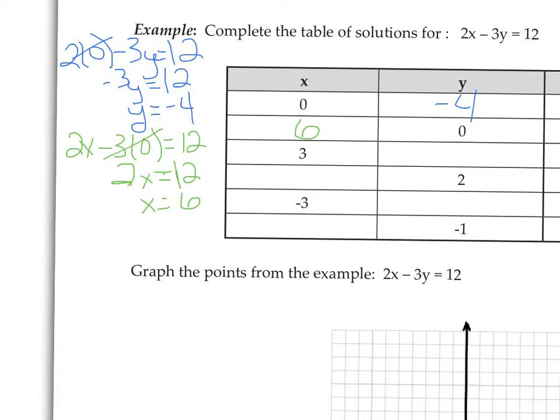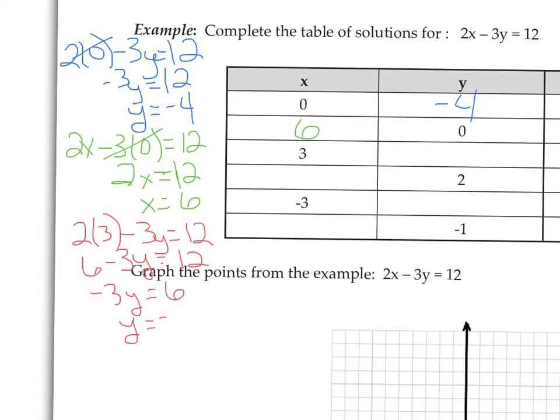Okay? And the next row says plug in 3 for x. So this time we're going to plug in 3 for x. So 2 times 3 minus 3y equals 12. So we're going to solve for y. 2 times 3 is 6. Minus 3y equals 12. And of course, we got to solve for this y. So this is why we learned how to solve equations. We're going to subtract 6 from both sides. That gives us negative 3y equals 6. Divide by negative 3, y equals negative 2.